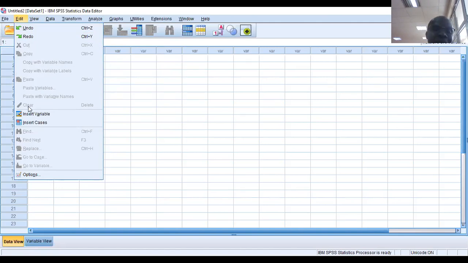Paste variable names, like gender. You can also insert a variable, just like you can insert a column in Excel. You can insert a variable column. Just like you can insert rows in Excel, you can insert cases here.